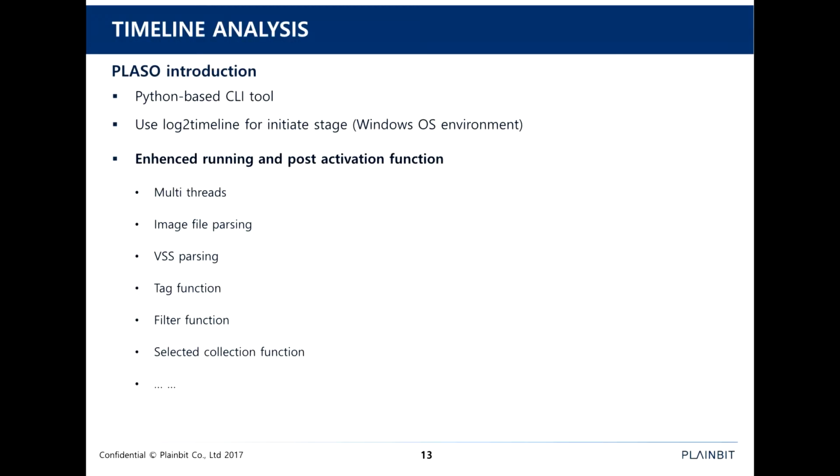Plazo is one of the timeline analysis tools. Previously, there was a Log2 timeline and Plazo was redeveloped as an open-source tool based on Python. Key features include image file parsing, volume shadow parsing, tags, filters, selective collection, and many more.